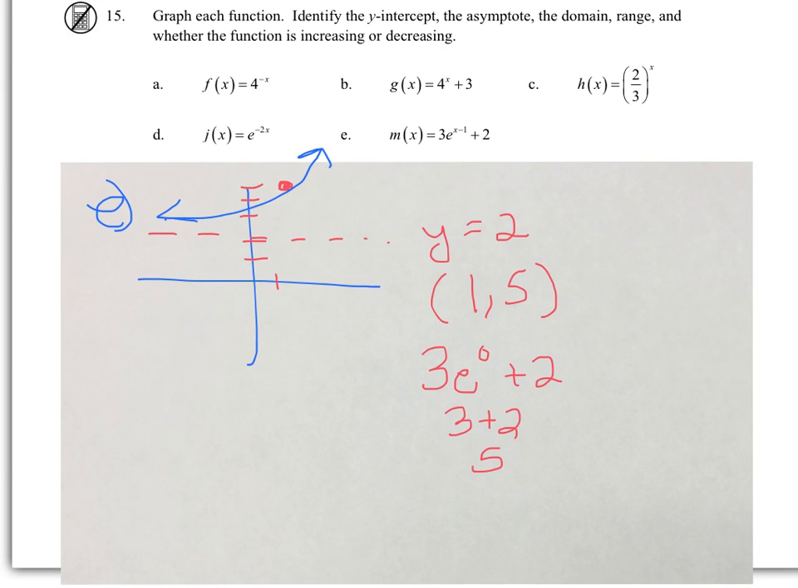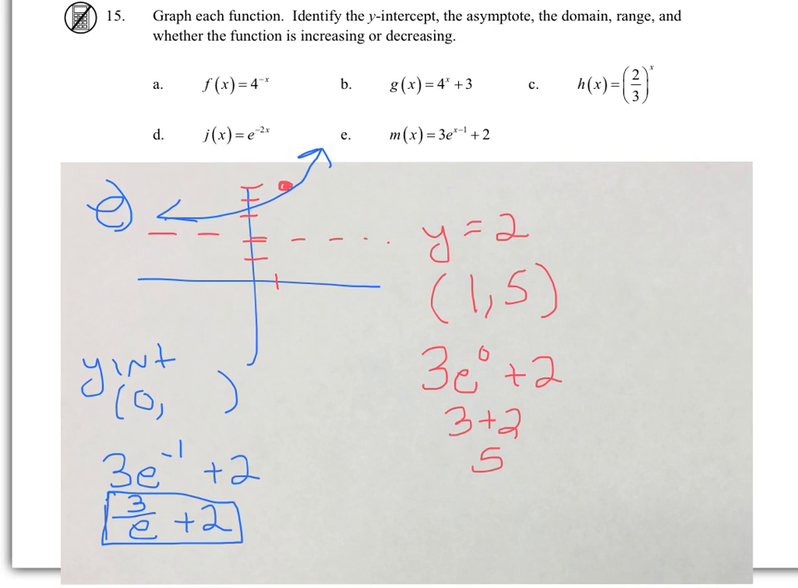And for our y-intercept, we're going to plug in 0 for x. So that is 3 e to the negative 1 plus 2. We can rewrite that as 3 divided by e plus 2, and it's a no calculator question, so this is the exact value of our y-intercept. Domain, x is all reals. Range, y is greater than 2.